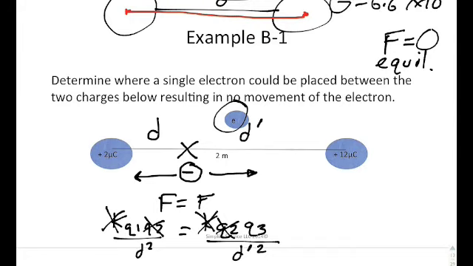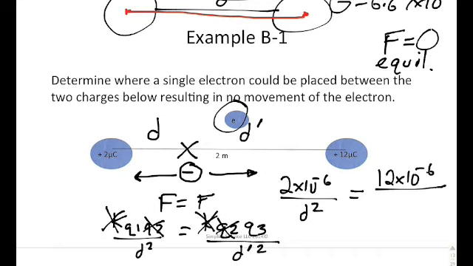So now you've taken this thing and knocked it down a little bit so you can start to deal with it. Now we have Q1, which is 2 times 10 to the minus 6th over D squared. I still have no idea what D squared is. And then on the other side, you have 12 times 10 to the minus 6th.